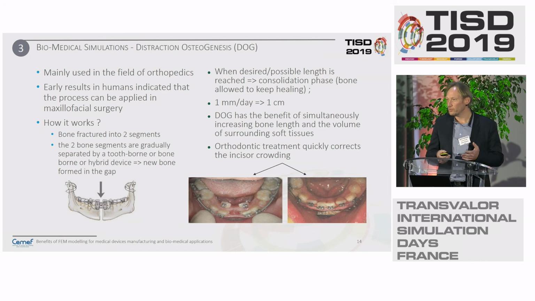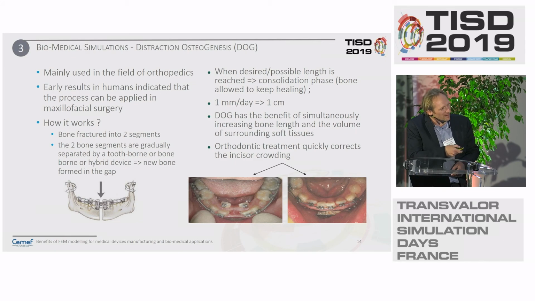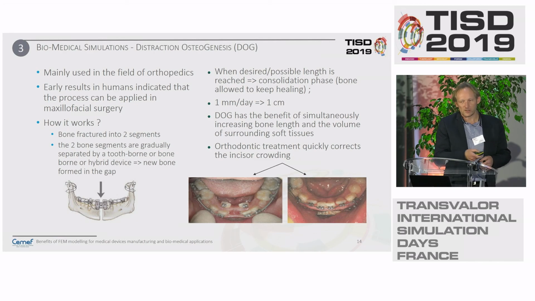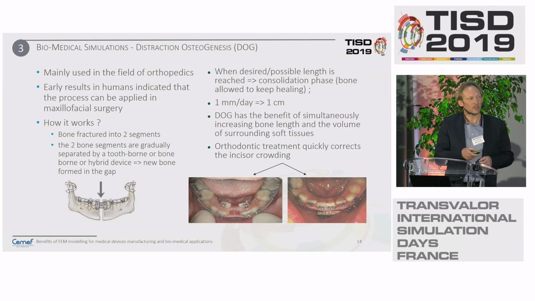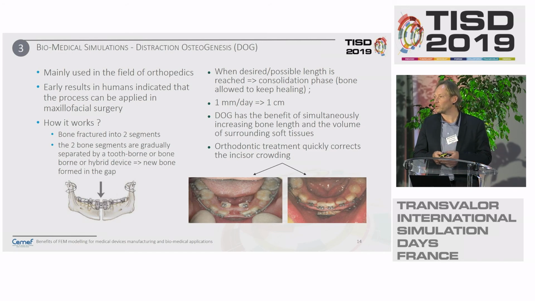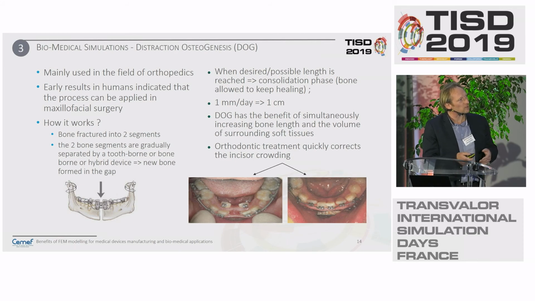I had a movie to show it, but there is too much blood, I think, for the audience. So I decided just to mention this using this scheme. The surgeons cut the mandible into two segments, and the two segments are gradually separated by a tool called a distractor, which can be put directly on the teeth or on the bone. You have a small screw that you turn, 1 millimeter per day, which means that after 10 days, you have increased your mandible by about 1 centimeter. So this is quite impressive.